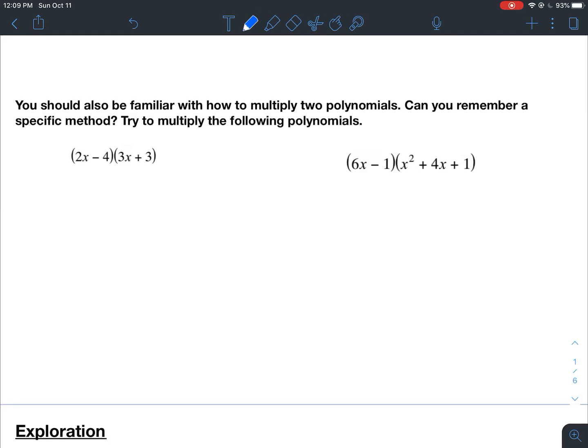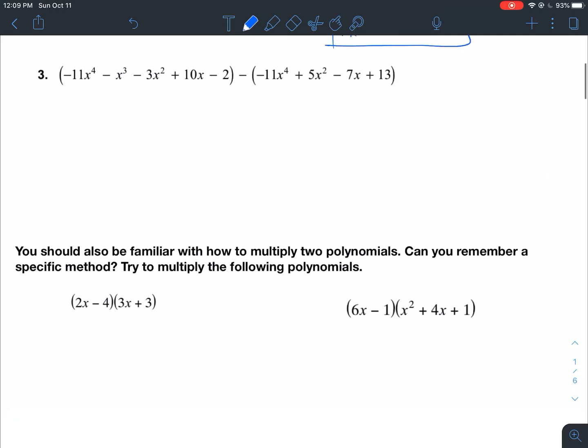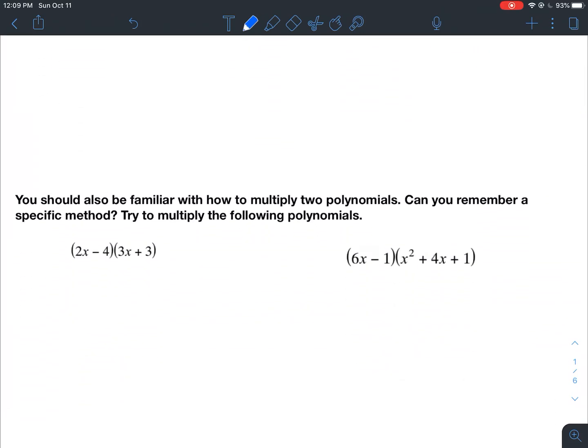You should also be familiar with how to multiply two polynomials. In SM2, you should have been introduced to 3 methods. There was a FOIL method, there was a table method, and a distribution method. The table method is really intuitive, but it takes up space and time. So I'll show you how to use the FOIL method on the first one, and then the distribution method on the second one.